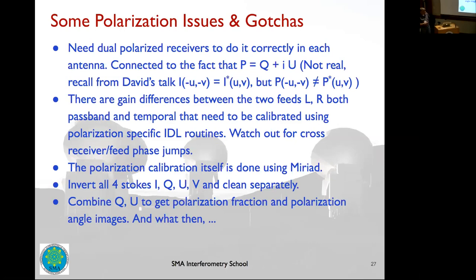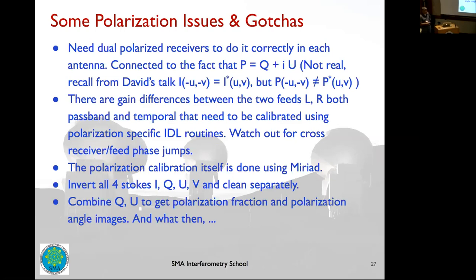Most of the calibration is done in IDL for the gain, bandpass, flux, etc. But the polarization calibrations are not there in IDL, so we use Miriad to do that. It's just one step which needs to be done in Miriad. Once you have the calibration, you can invert all four to get I, Q, U, and V, and then you have to clean separately.